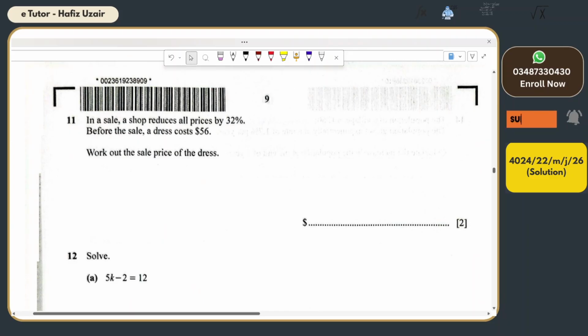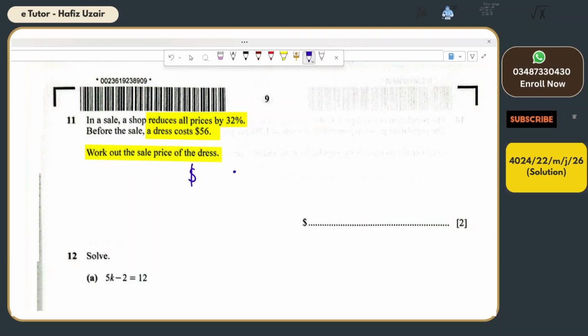Let's move to question number 11. In a sale, all prices are reduced by 32%. A dress costs this much. Work out the sale price of the dress. So let's use proportion over here. We have dollars and percentages. Before the sale, the dress cost $56. So it's $56, and this price is 100% because it is before the sale. Now in the sale the prices are reduced by 32%, so 100 minus 32 will be equal to 68.